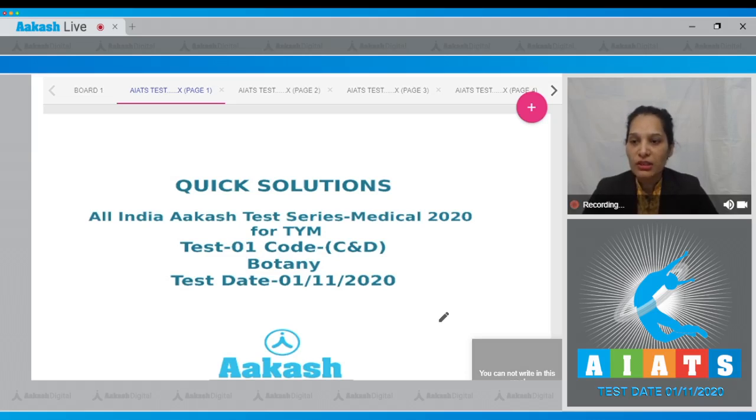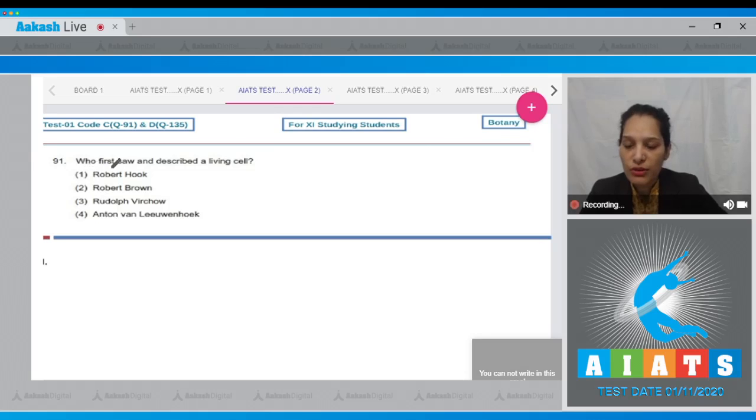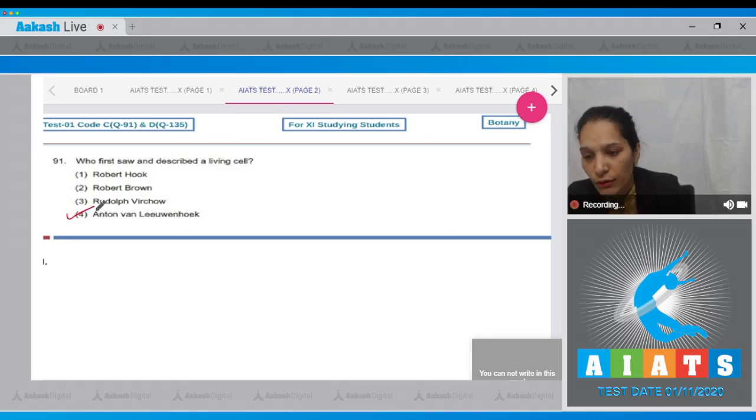So the very first question in the botany section is question number 91. Question number 91 says that who first saw and described a living cell? Robert Hooke, Robert Brown, Rudolf Virchow, Anton von Leeuwenhoek. It was Anton von Leeuwenhoek who first saw and described a living cell. Robert Hooke first saw the dead cell and Robert Brown discovered the nucleus. Rudolf Virchow modified the cell theory. So the correct answer for the given question is option number 4.